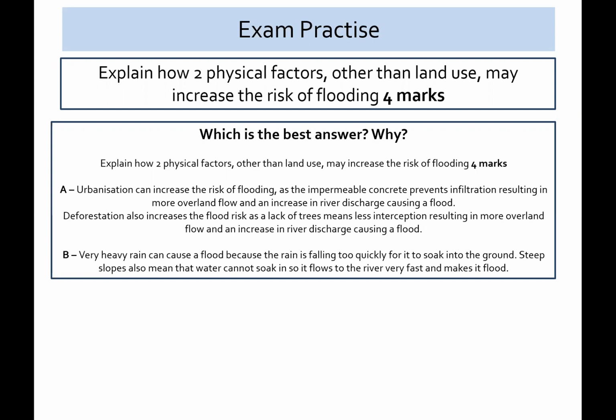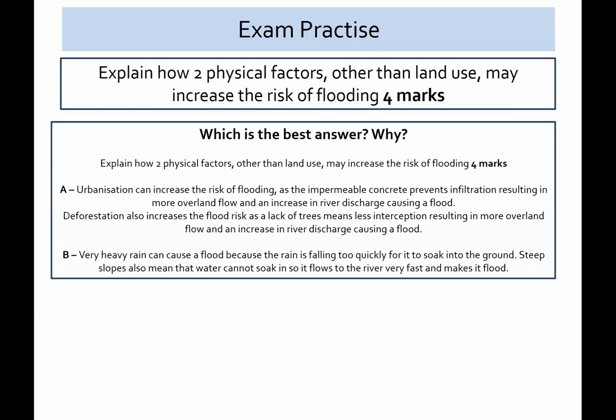So the best answer is actually answer B. It wouldn't achieve 4 marks, it'd probably get 3 out of 4 perhaps. Answer A actually doesn't pick up any marks, and the reason it doesn't get any marks is because it talks about changing land use, it talks about human factors, and the question specifically asks about physical factors. So urbanisation and deforestation are both human factors that increase the flood risk, whereas answer B, very heavy rain and steep slopes, they are both physical factors.